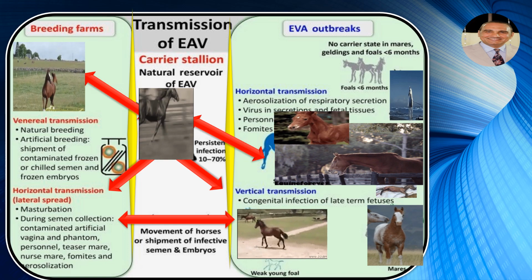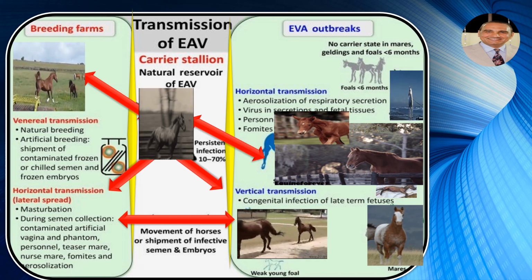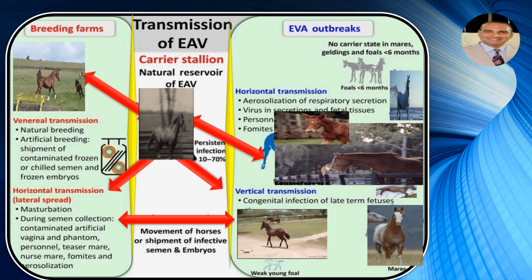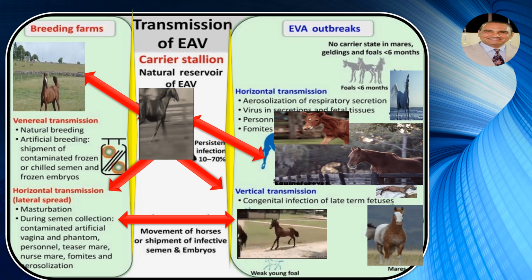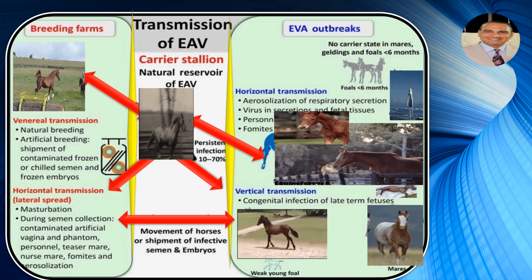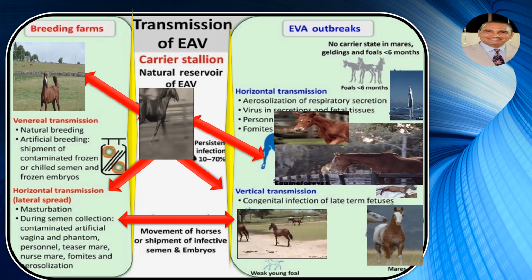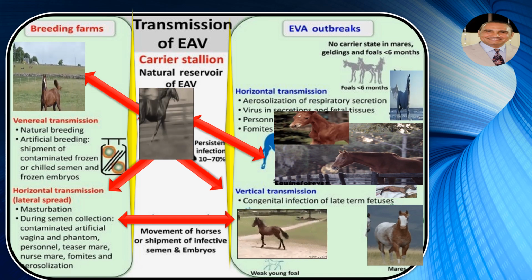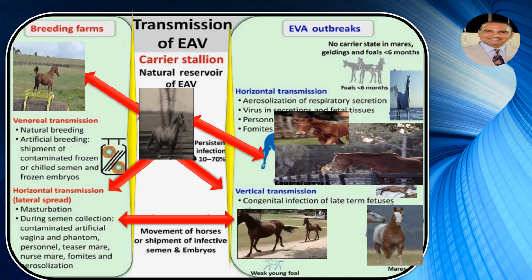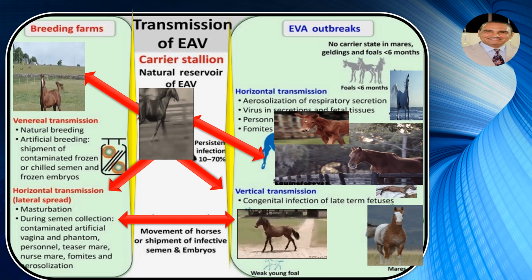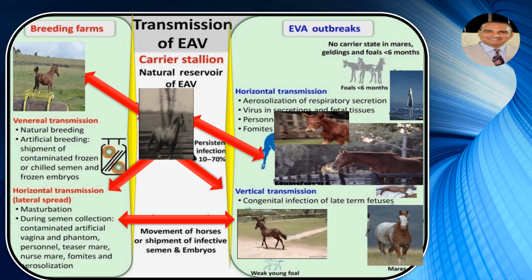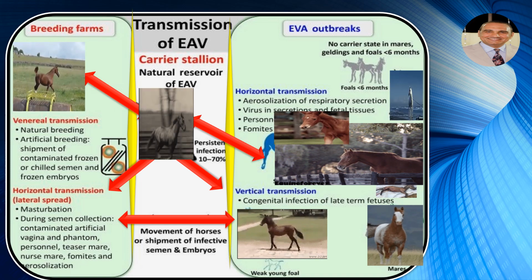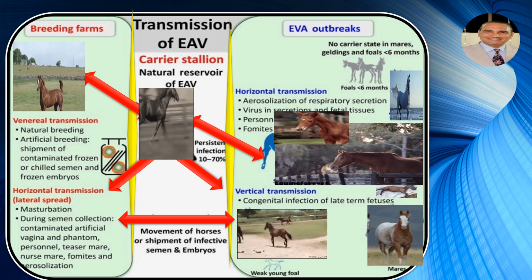Horizontal transmission leads to equine viral arteritis outbreak through respiratory aerosols, viral secretions and fetal tissues, personnel, equipment, and vomits. Vertical transmission occurs through congenital infection of late-term fetuses, through movement of horses or shipment of infective semen and embryos from infected places or areas to non-infected places, areas, or zones.